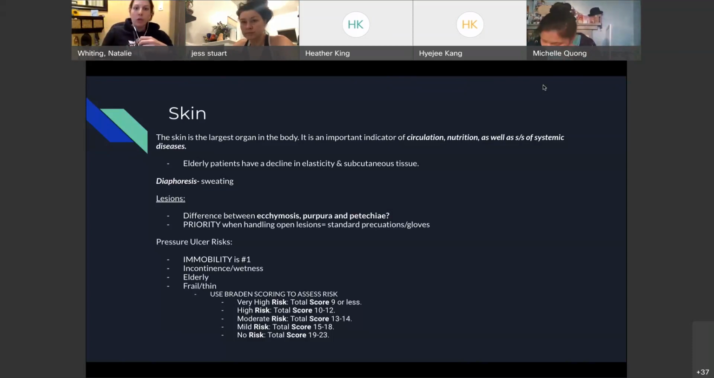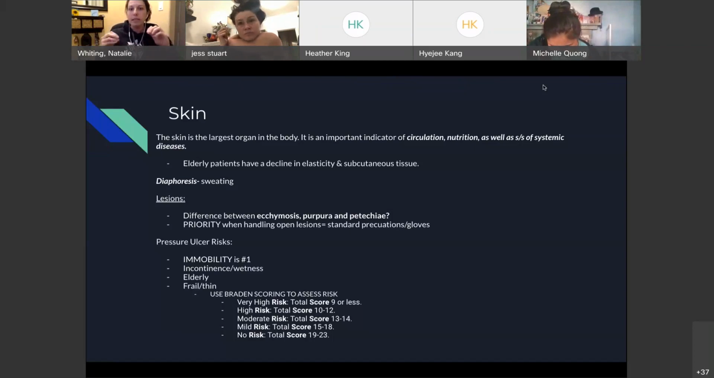Lesions. Do you guys know the difference between ecchymosis, purpura, and petechiae? So ecchymosis is an overall really big bruise. Think of it as purplish to blue, and it's just really large. It's been caused by some sort of trauma to the underlying tissue.